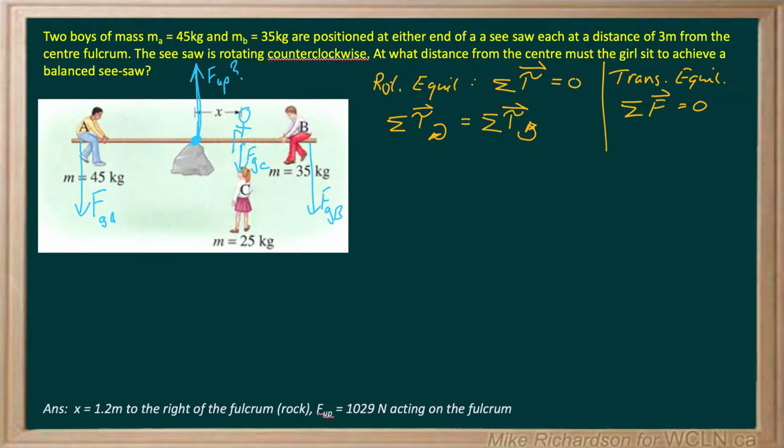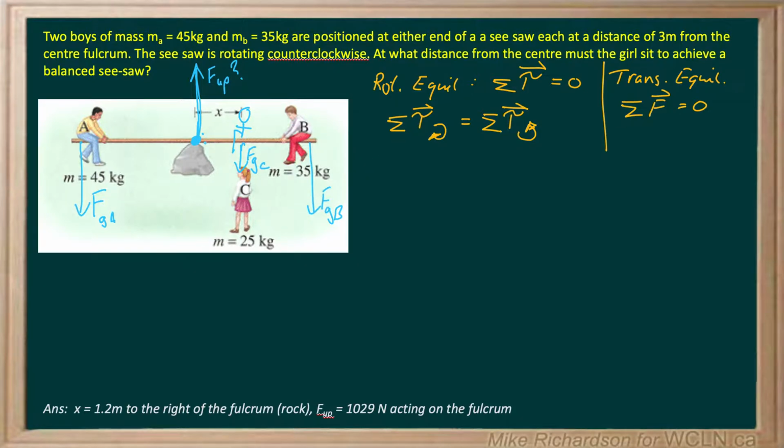Remember, torque is force times distance to the chosen pivot. So if I choose this location as my pivot point, any force that's 0 distance away will not exert a torque. So I'm allowed to pick it anywhere I like. I'm going to choose a spot to wipe out an unknown force. So I don't know that value. So there's my pivot point.